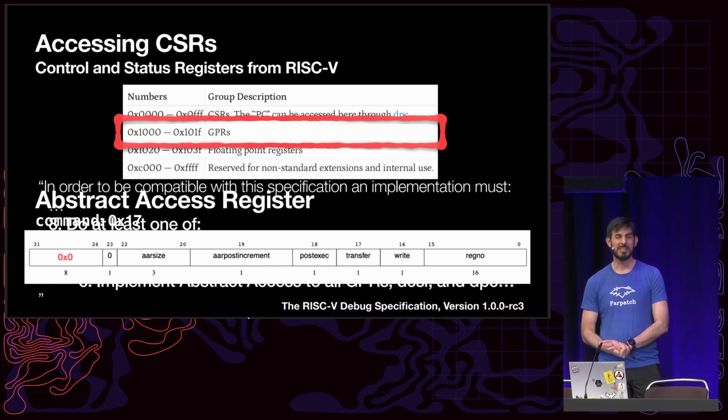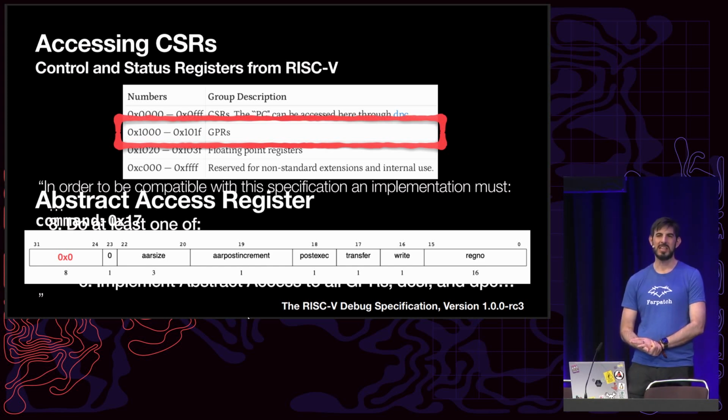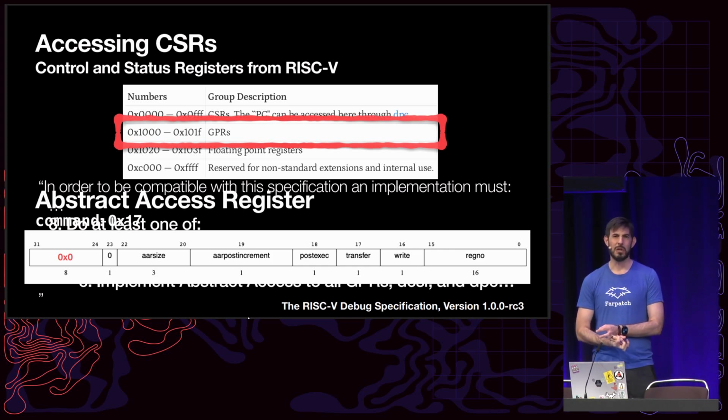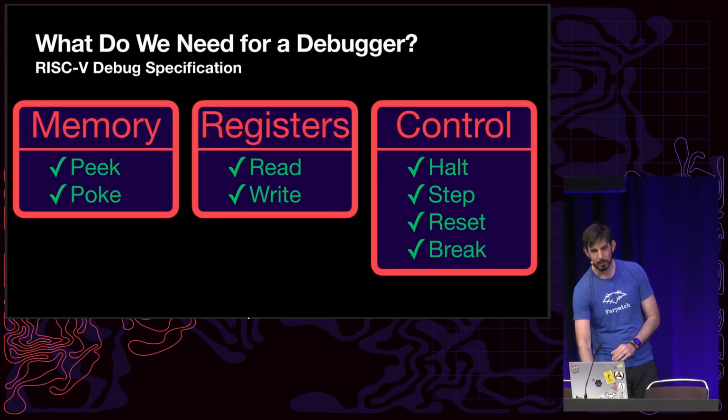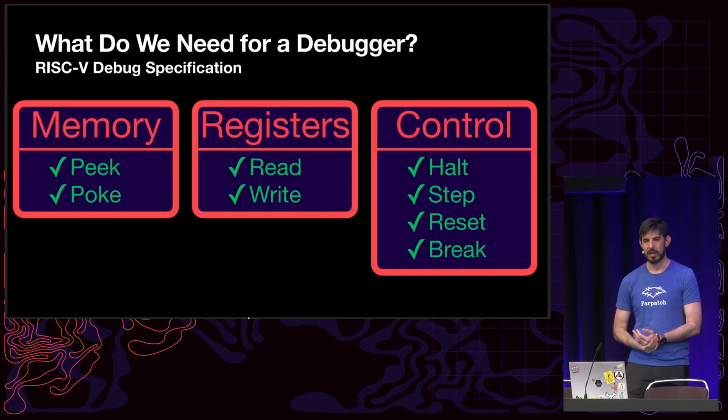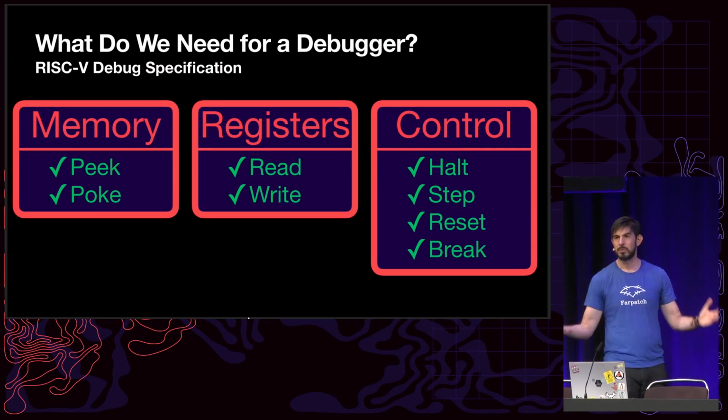There's another line in the reference manual that says, in order to be compatible with this implementation, earlier we were talking about point 2. Point 3 says you have to either implement program buffer or abstract access. And it turns out the Hazard 3 core does not implement abstract access. So if you want to access CSRs on the RP2350 Hazard 3 core, you actually need to use program buffer anyway. So with that, we have everything we need for a debugger with the RISC-V specification. That's pretty cool.